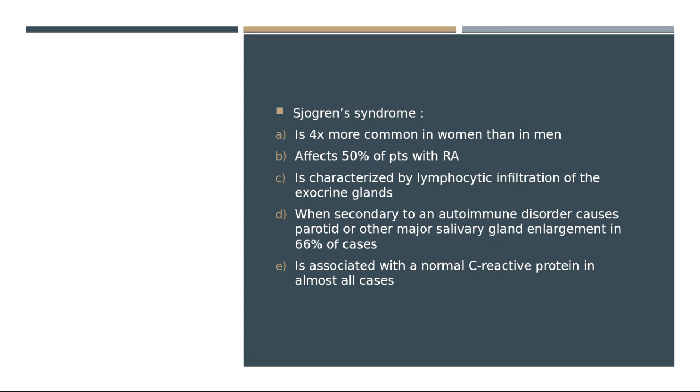Is it? False? False. When secondary to an autoimmune disorder it causes parotid or other major salivary gland enlargement in 66% of cases. It's true. Okay, it's associated with a normal C-reactive protein. Do you think that could be true? False, because usually the C-reactive protein is elevated in most of these cases, isn't it? Yes. I think you guys have some reading to do.